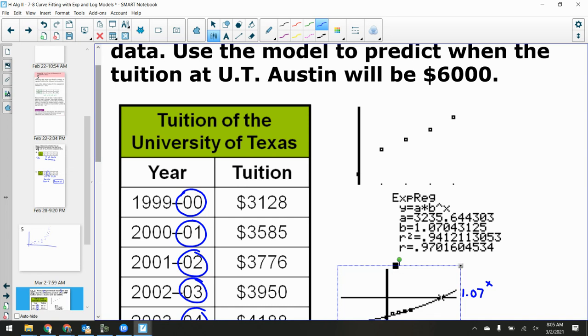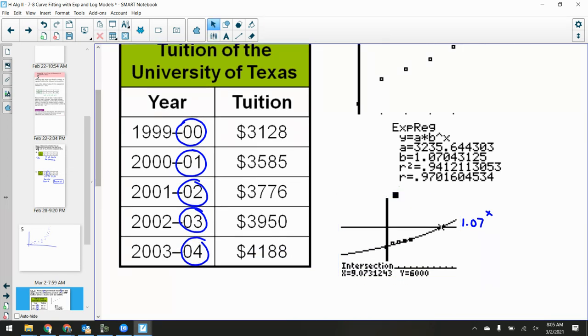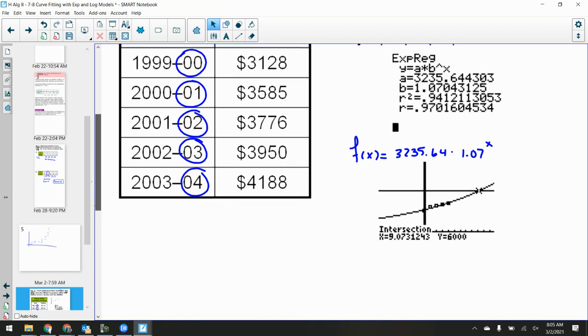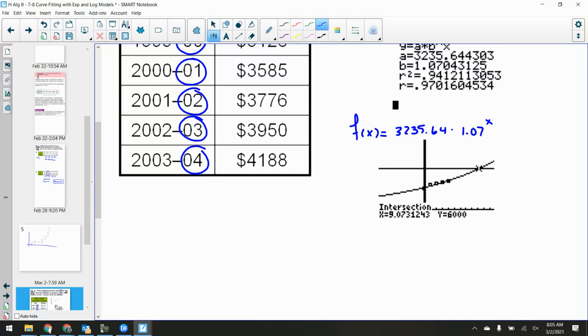Let me bring this over here. 9.07. It says it will reach $6,000 in 9.07. Now let's analyze it. Let's figure out what that means in our context. So this is like the year 2000, the year ending 9.07. So this is like 2009.07, right?